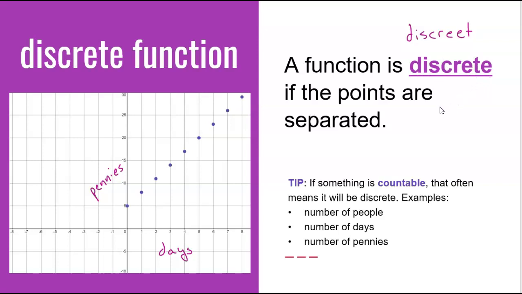And what we mean by discrete in mathematics is that these points are separate. They're not connected. And there's a tip down here. If something is countable, that often means it will be discrete. So for example, number of people, number of days, number of pennies, like in this example, anything that's referred to as number of, that's a good indicator that this is going to be a discrete variable.